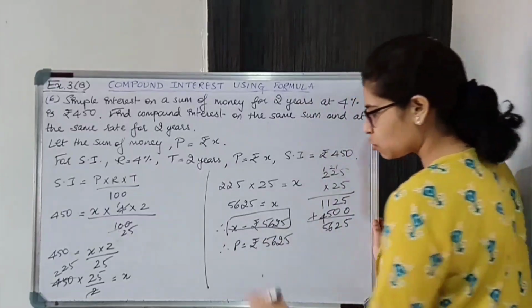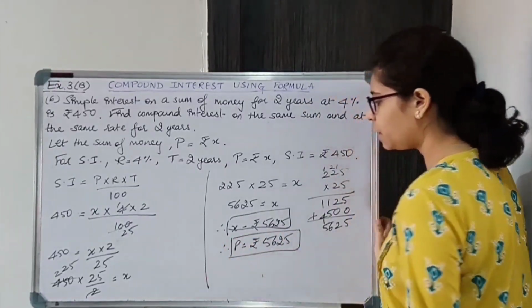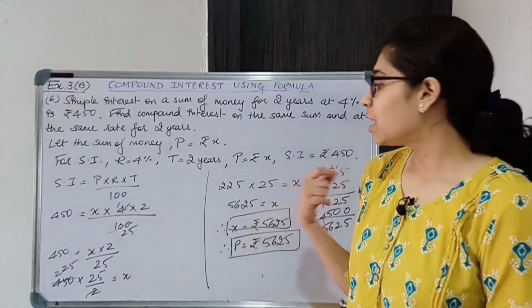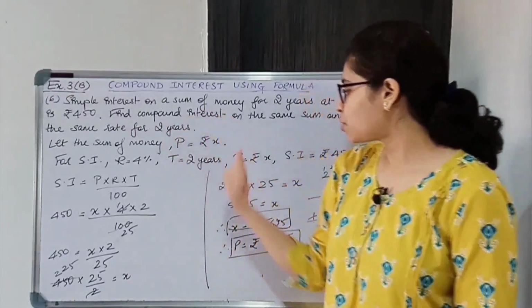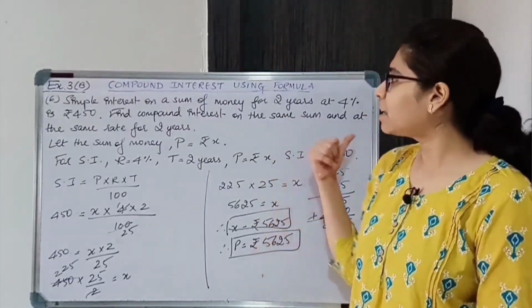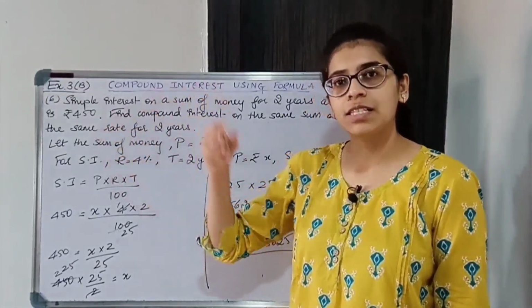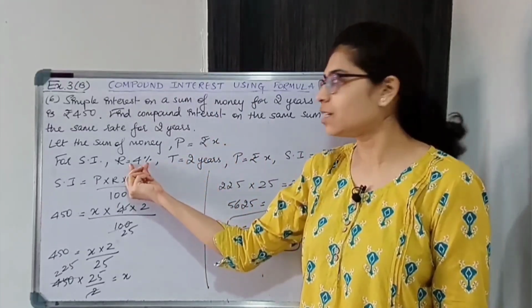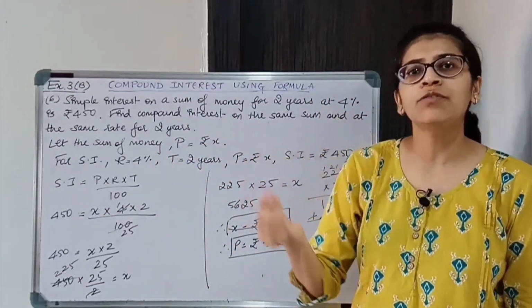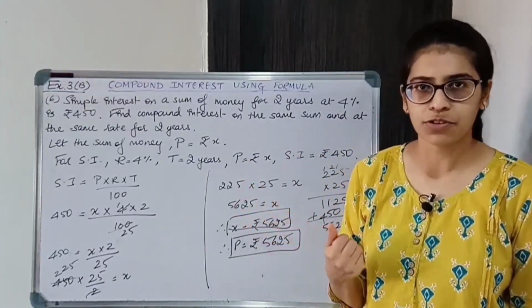Okay, so we found the principal, it is rupees 5625. All right, now we need to find the compound interest on the same principal, the same sum, and at the same rate percent, 4%, for 2 years, that is the same time period. So using the formula, let us now find out the compound interest.